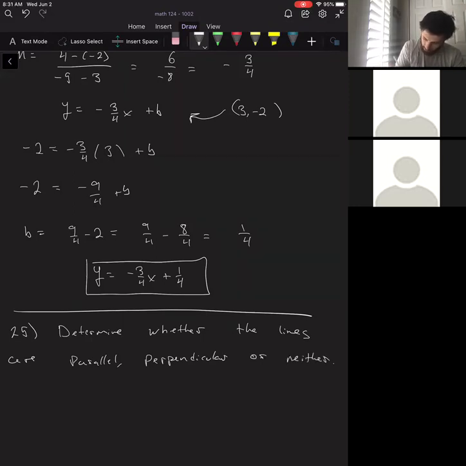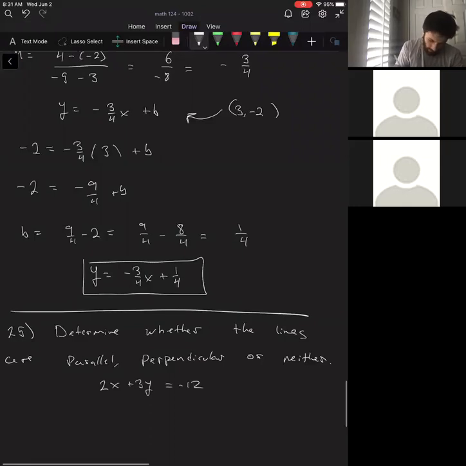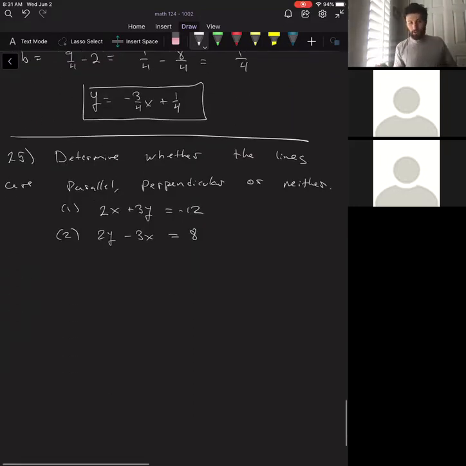And the lines that it gave to us are, sorry, I missed, 2x plus 3y is equal to -12, and 2y minus 3x is equal to 8. Let's label these. Let's call this one line number 1, and this one's going to be line number 2. So in order to find if they're parallel, perpendicular, or neither, we need to find the slopes of each of the lines. We had the definition: parallel means the slopes are the same, perpendicular is negative reciprocal, and neither would just be neither parallel or perpendicular.